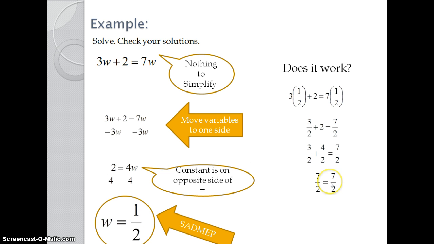If you would have gotten something like 7/2 equals 3, or 15 equals 7/2, those are statements that aren't true. 15 and 7/2 will never be the same number, so that is how you would know you've done something wrong. Okay?